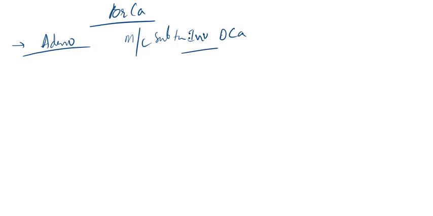What is the most common histological type? The most common histological type is adenocarcinoma. Always remember, the most common histological type of breast cancer is adenocarcinoma, as we already discussed. Now what is the most common subtype? The most common subtype is invasive ductal carcinoma. The least common subtype is papillary.